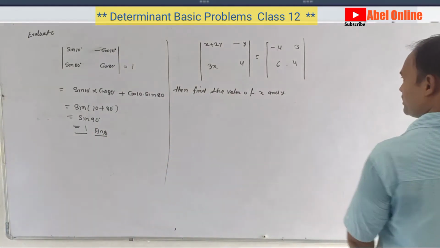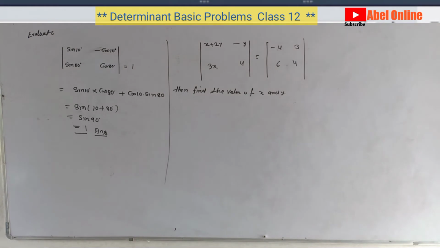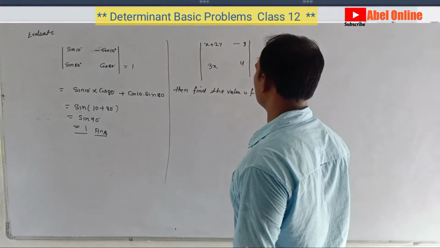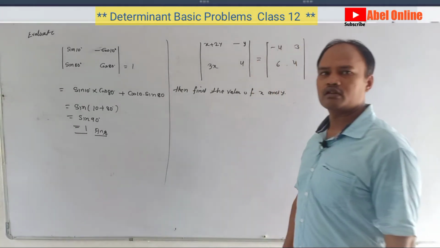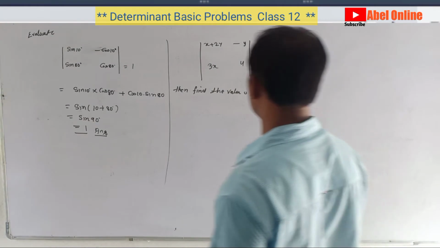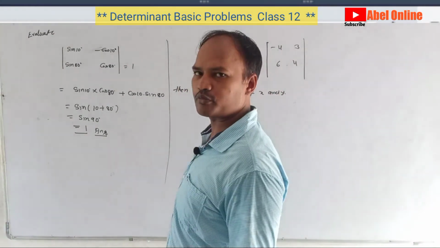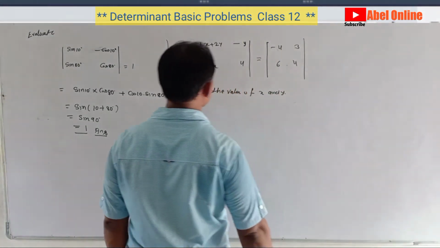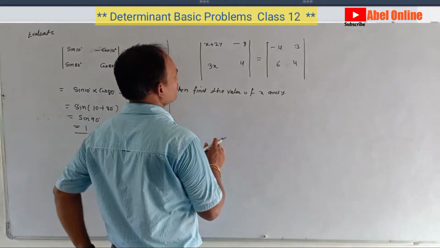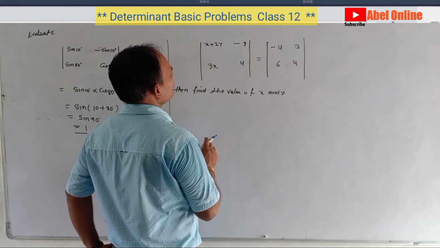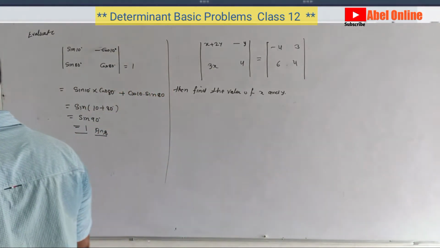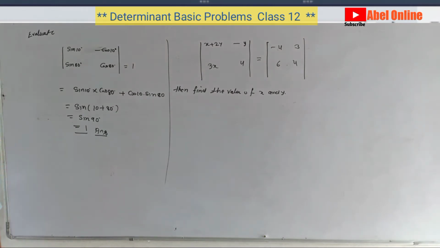The determinant of x plus 2y, minus y, 3x and 4 is equal to the other one, but always remember that this is not a matrix, so you can't equate corresponding elements. Always remember that x plus 2y is not equal to minus 4. This is not the proper way to solve. This is a determinant, so we have to solve it. So how can we find the value?